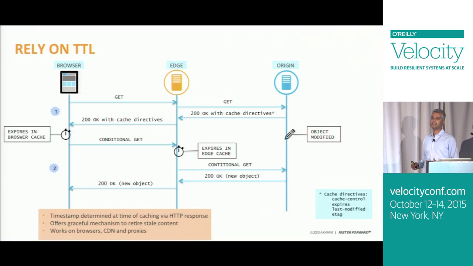Let's say the object has expired on both the browser and the edge. In that case, it's going to do a conditional get to the origin. And that's another advantage of relying on the TTL. A conditional get, if you remember, is a get using an If-Modified-Since or an If-None-Match added to that request. What it's telling the server is to serve the object only if it has changed. And that's very useful because if it hasn't changed, it's a very lightweight response back down to the edge and back down to the browser.